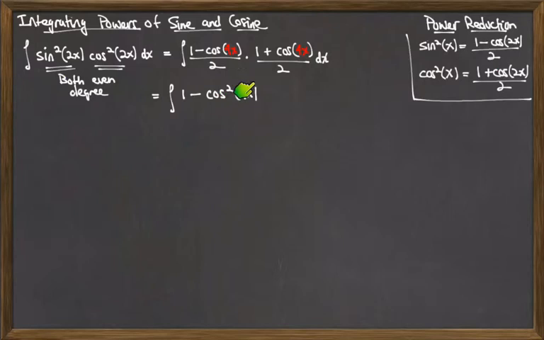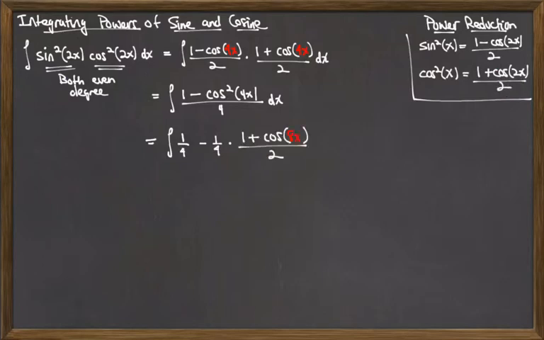In the denominator, I have 2 times 2, so it will be a fourth. I'll separate this into two terms, 1 over 4, and then minus 1/4 times cosine squared of 4x. When I see that cosine squared of 4x, though, I'm going to use this power reduction identity one more time to reduce the degree. Because the angle is already 4x, when I double it, it will become 8 times x. So I'm going to now replace it with 1 plus cosine of 8x over 2.